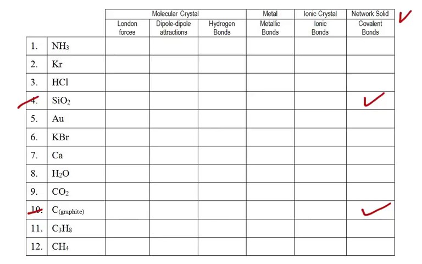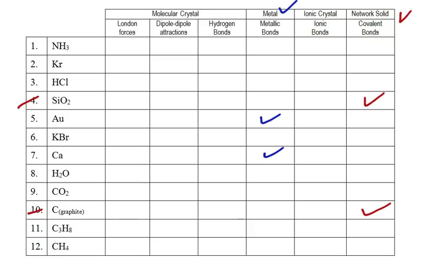Another one I think is pretty easy to do is pick out the metals. So we look down the list, here's gold, so gold is going to be there. Calcium, not quite so obvious, but remember that everything on the left side of the periodic table except for hydrogen counts as a metal.